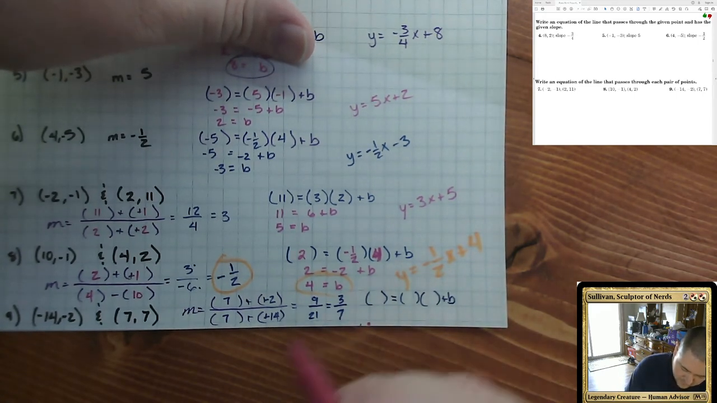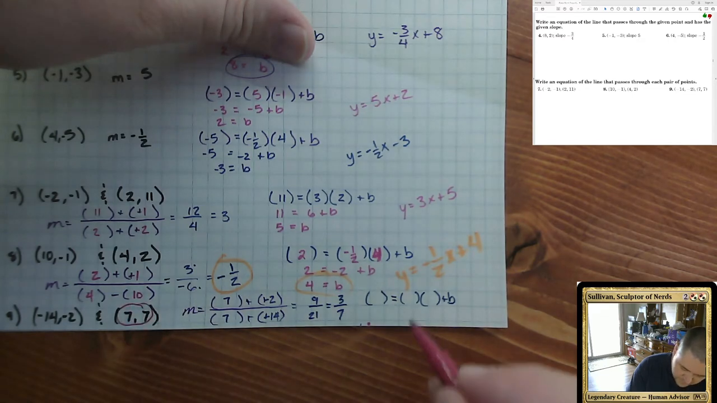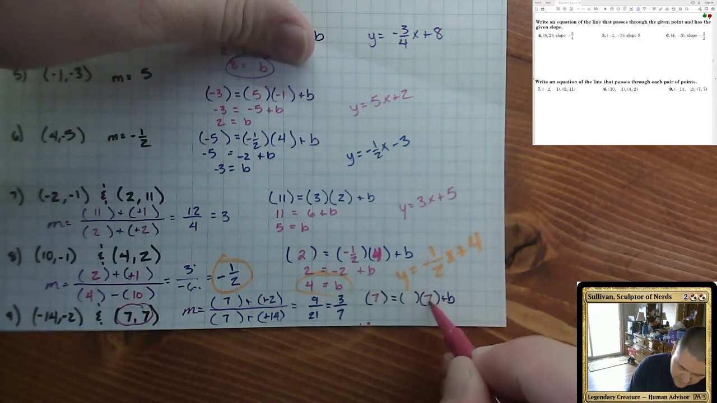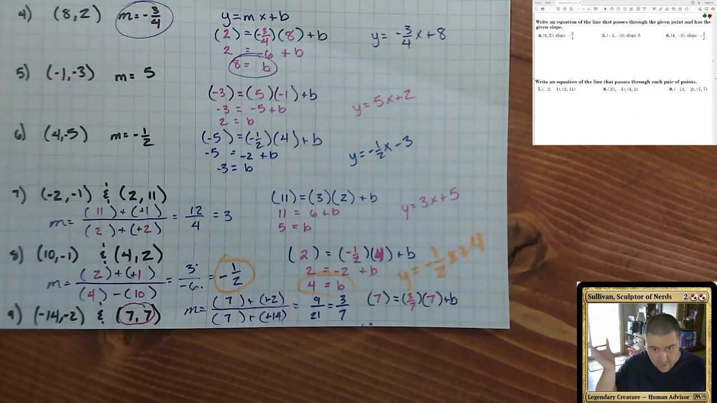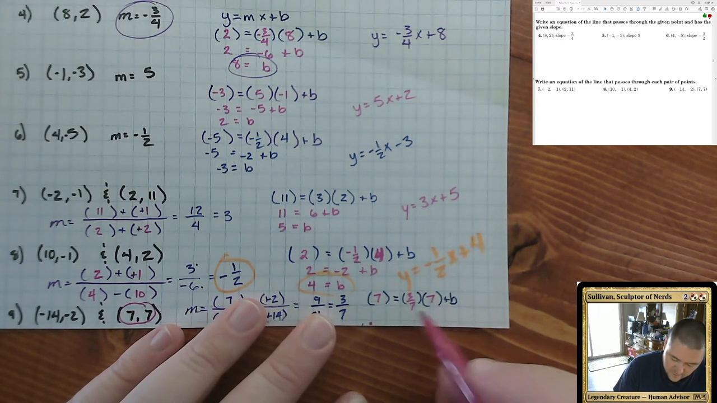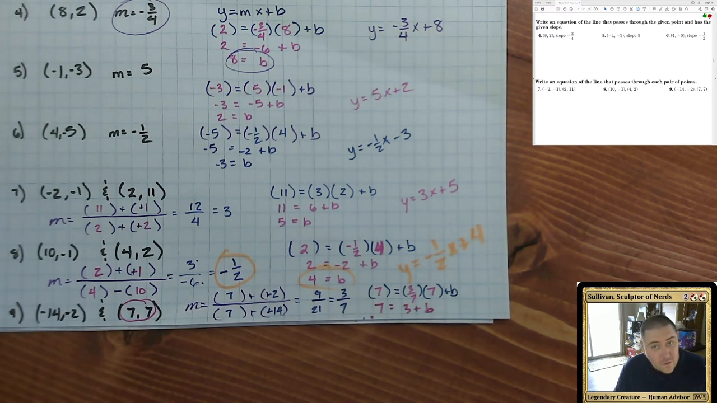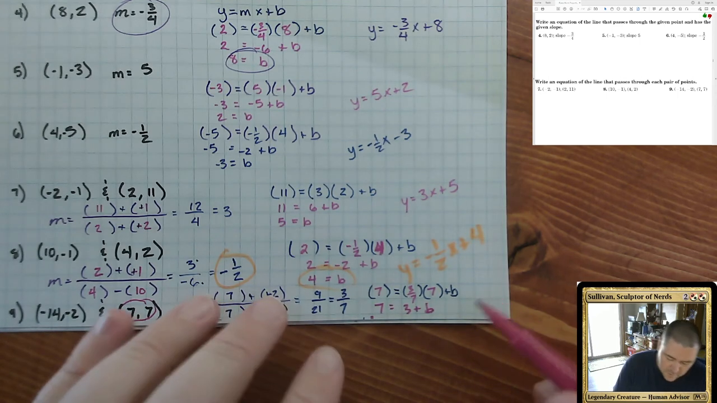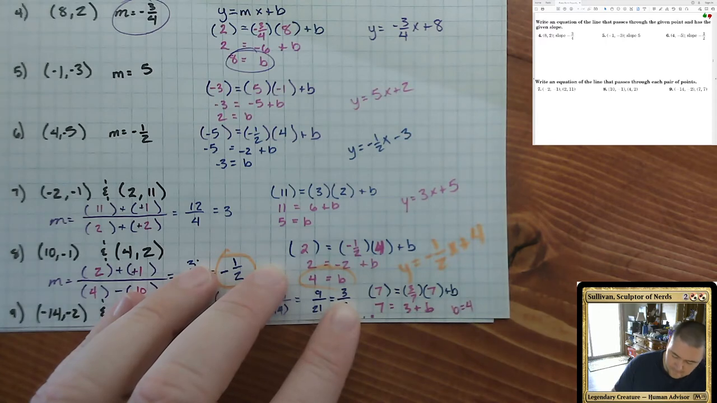I plug in. I'm going to choose 7, 7. 7's my y, 7's my x. 3 sevenths. Okay, now some of us will be kind of panicking. Oh no, fractions and ugly numbers, but 3 sevenths times 7 is just 3, turns out. So just because it looked like it might have been gross doesn't mean that it was. Subtract 3 and get b is 4.